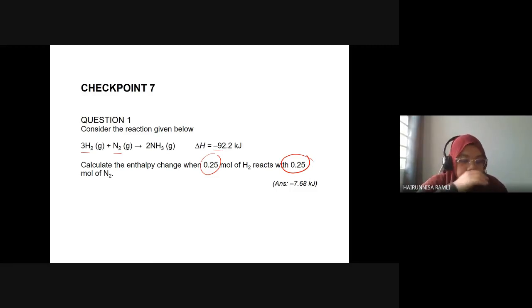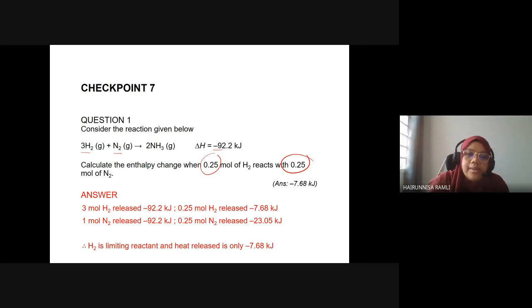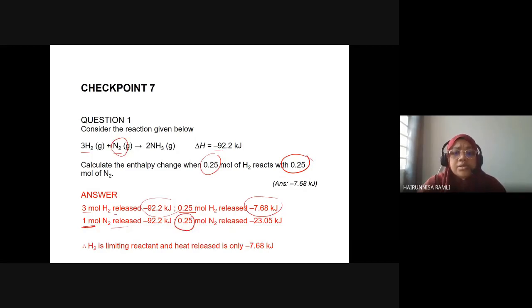So kalau dapat soalan macam ni, again sama juga, benda ni is stoichiometry ratio. When you get a question like this, you must have the relationship first. So let's say if you have 3 mole of hydrogen, this is the value yang dia release. Kalau 0.25, the value that release is negative 7.68. While for nitrogen, because this is 1 mole based on the equation, even though you have 0.25 mole, the nitrogen will release negative 23.05.